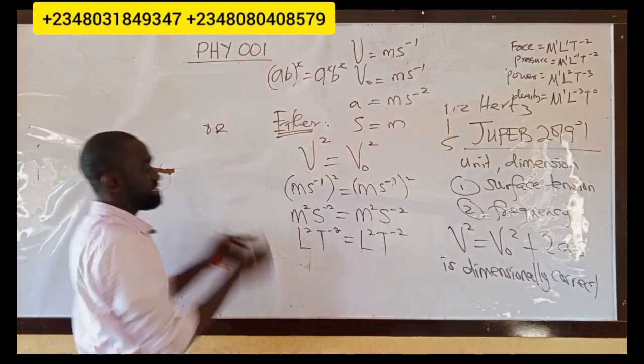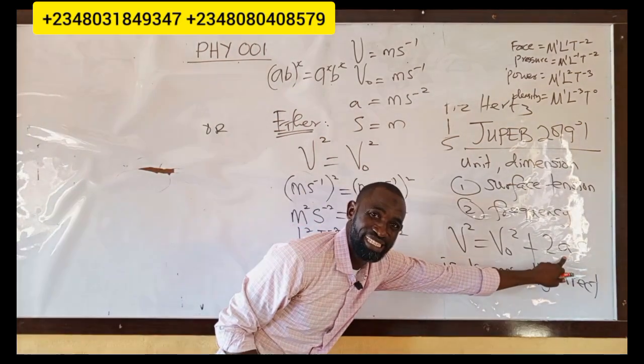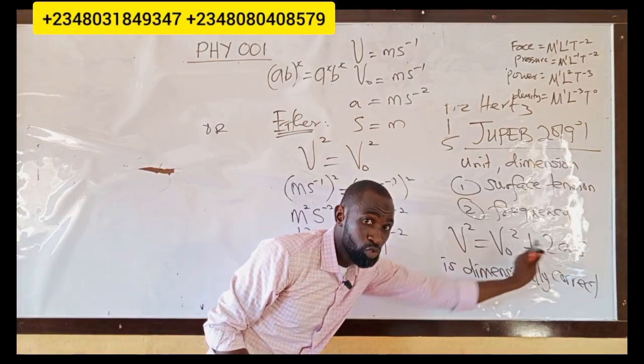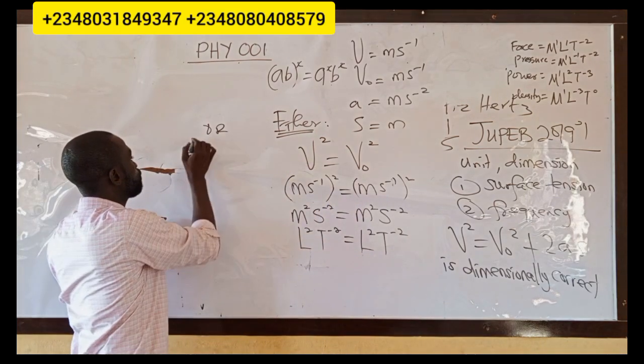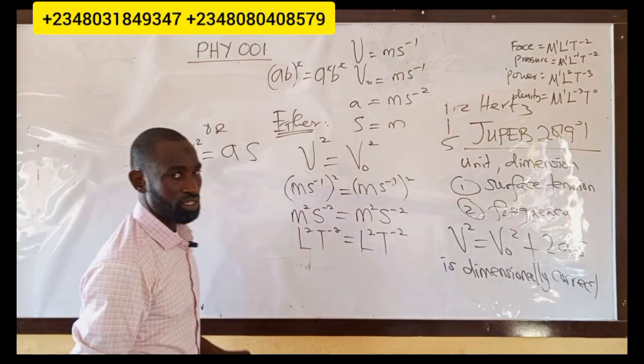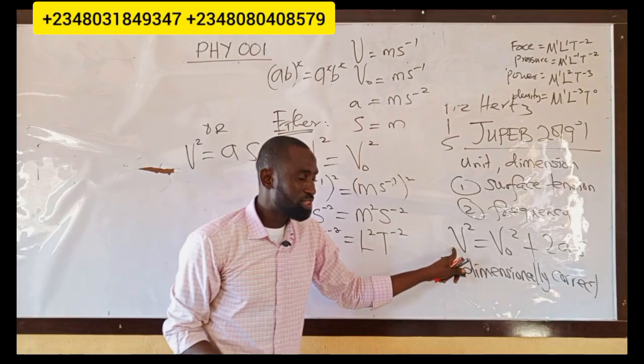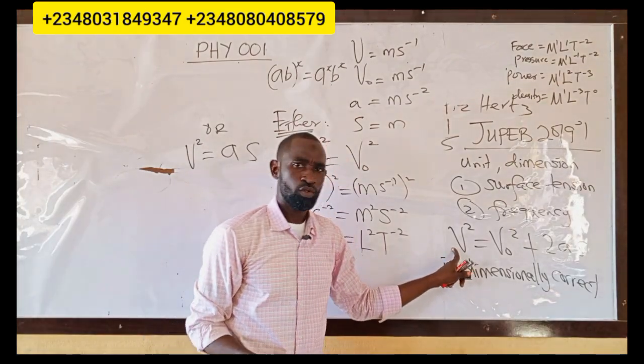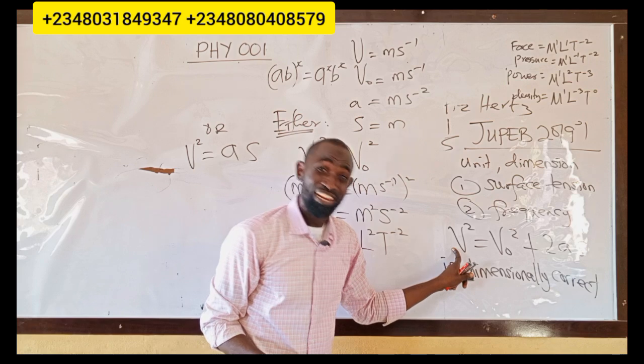Or, this thing again equals to this. This is a constant, so I won't use that. I can just say v squared equals to as. I must have the same thing, because this is one of the equations of motion with constant acceleration.